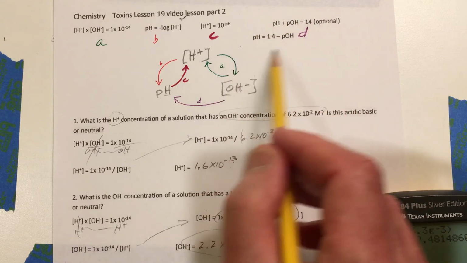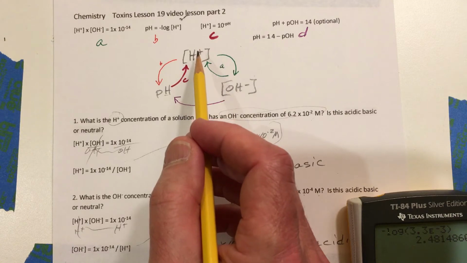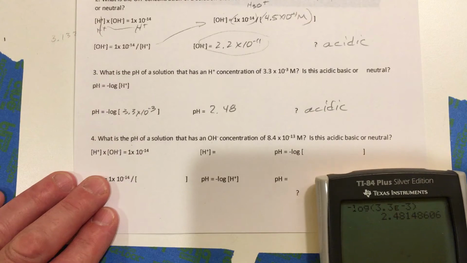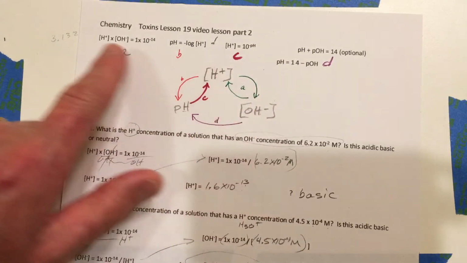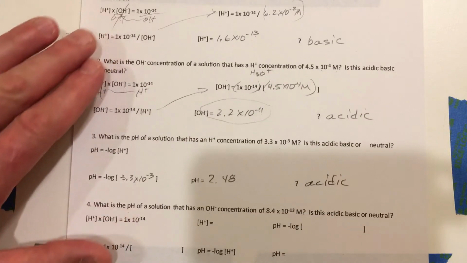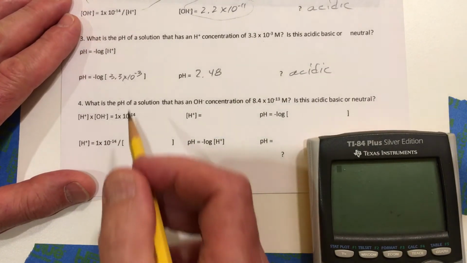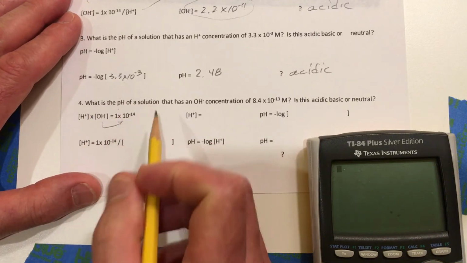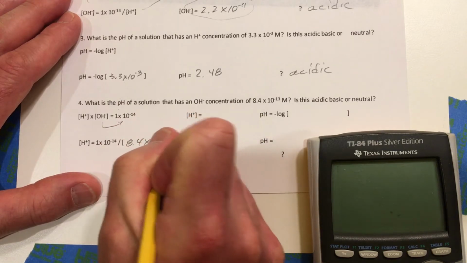So we can use those two equations right there, or we can do a two-step from here to here, and then from here to here. So that's what I want to do to start with, a two-step. So I want to go from the OH to the H plus first using that equation, and then I'm going to go to pH using the negative log equation. So two-step problem here. So let's see, we're going to divide the OH underneath here, and that OH is 8.4 times 10 to the negative 13.